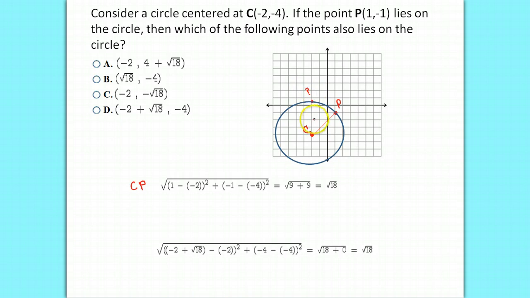Is that true? Well, if it is, then the distance from C to that point should be the same as the distance from C to P. And so you're going to need to take each of these points and plug them into the distance formula until you get one that comes out to be square root of 18. So it wasn't pretty, and unfortunately it was the last one, but the answer here was D. So let me walk you through that.